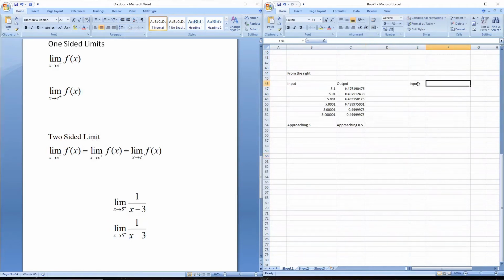And again, we have to choose numbers that express the idea of getting infinitesimally close. And we're going to do it from the left. So we're going to choose a number that's less than 5. So say 4.9. And now we're going to choose numbers that get closer and closer to 5. Now that we've chosen our inputs, we will put these inputs into the function and observe what happens.